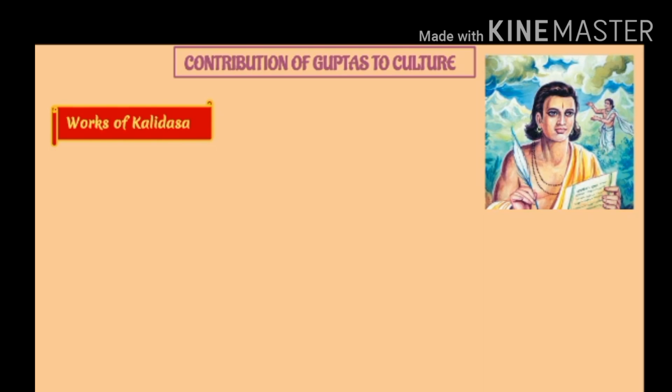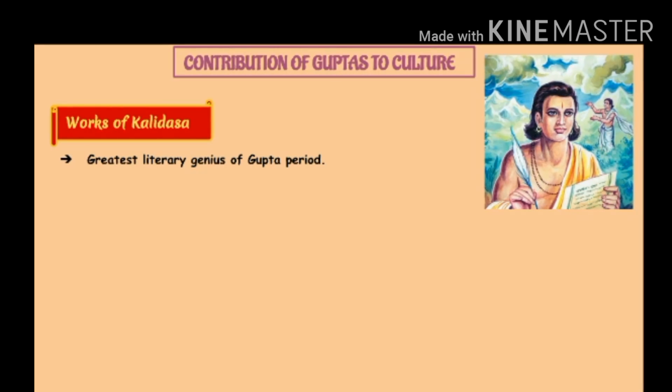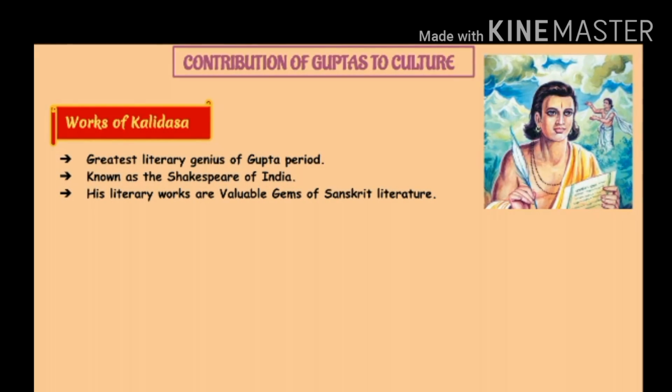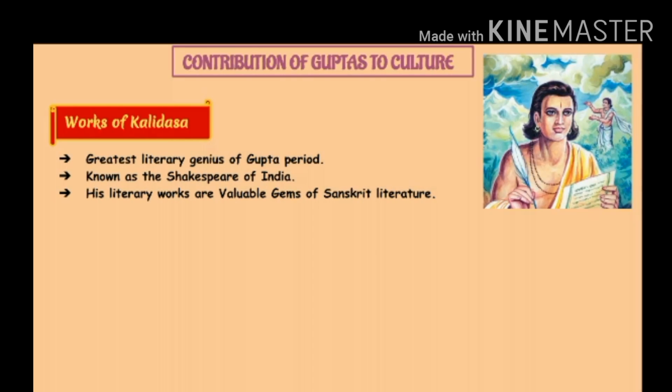Contribution of the Guptas to culture. Works of Kalidasa. Kalidasa was the greatest literary genius of the Gupta period. He is also known as the Shakespeare of India. His literary works are valuable gems of Sanskrit literature because of the vivid portrayal of character, refined language, and appreciation of the beauty of nature.